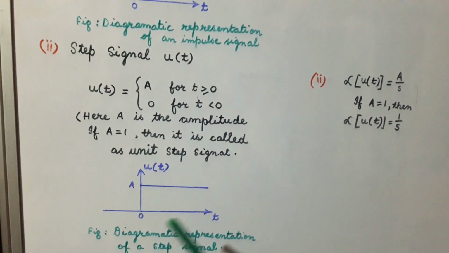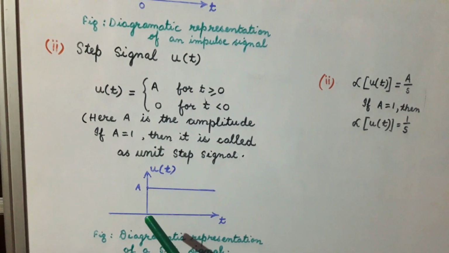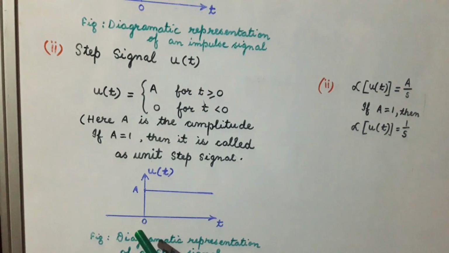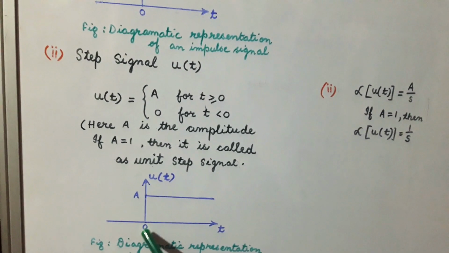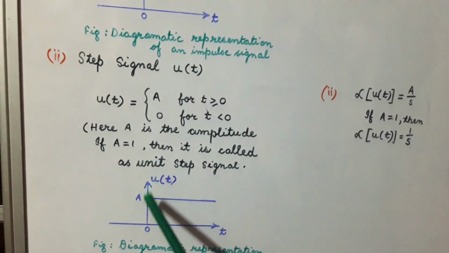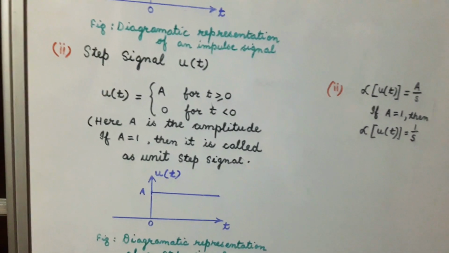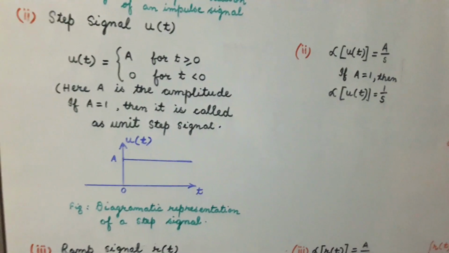We find from this figure that the value of u of t is a for all t greater than equal to 0 and the value of u of t is 0 for t less than 0.